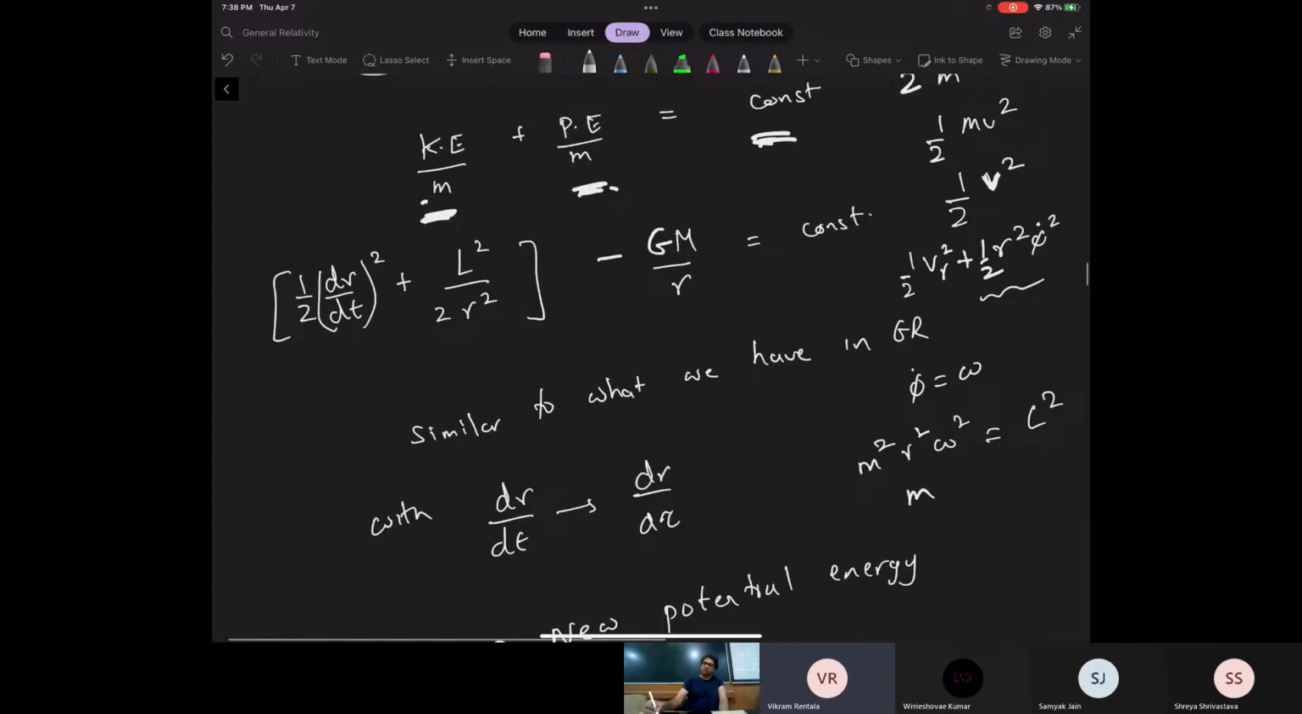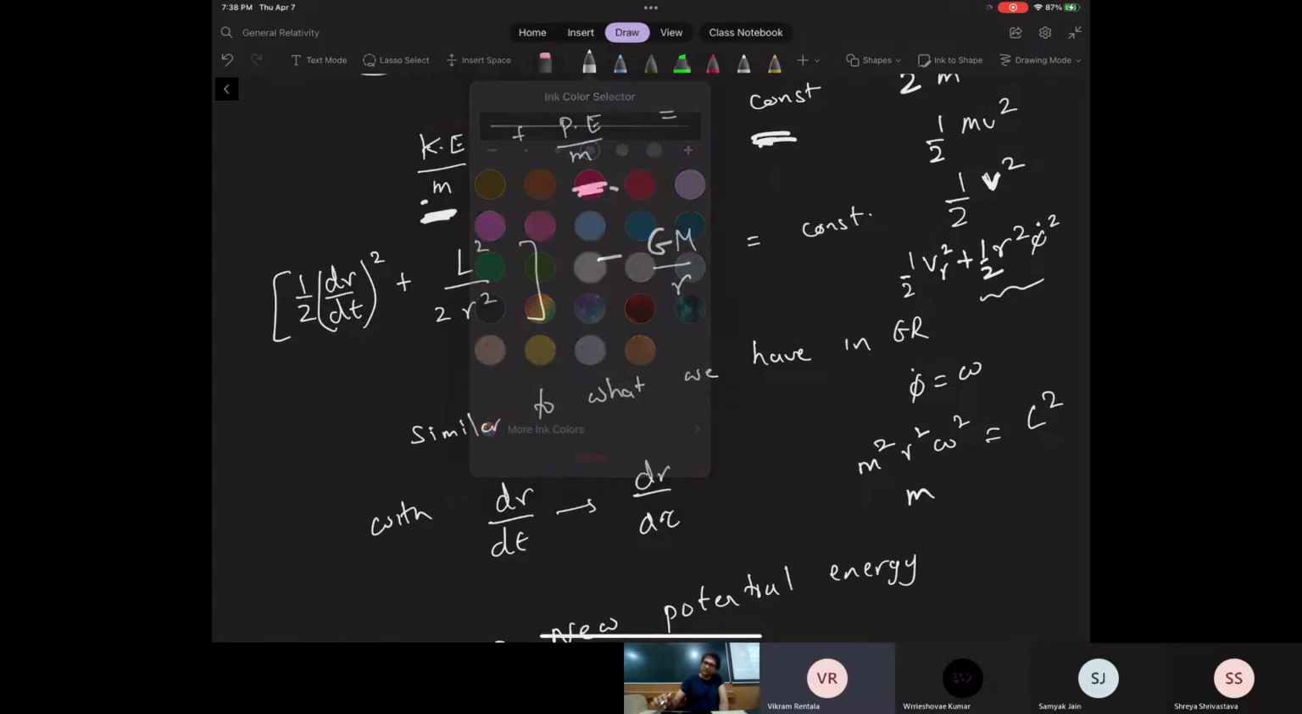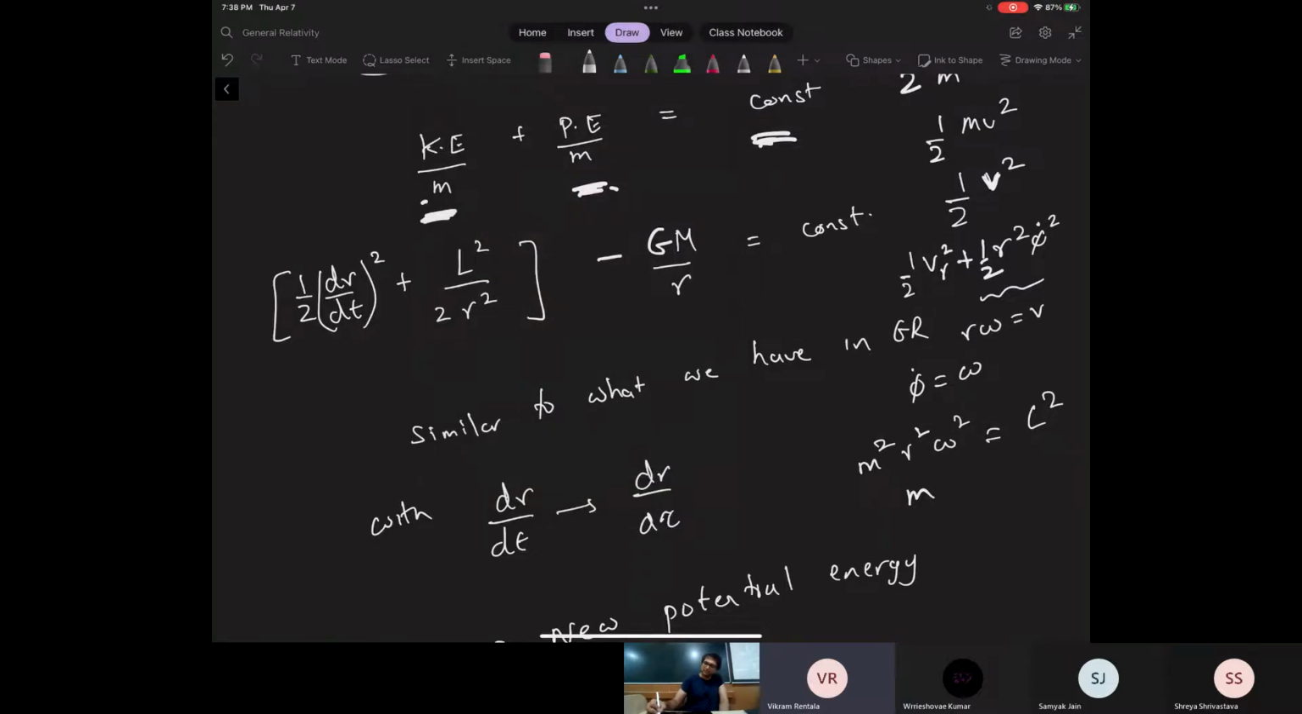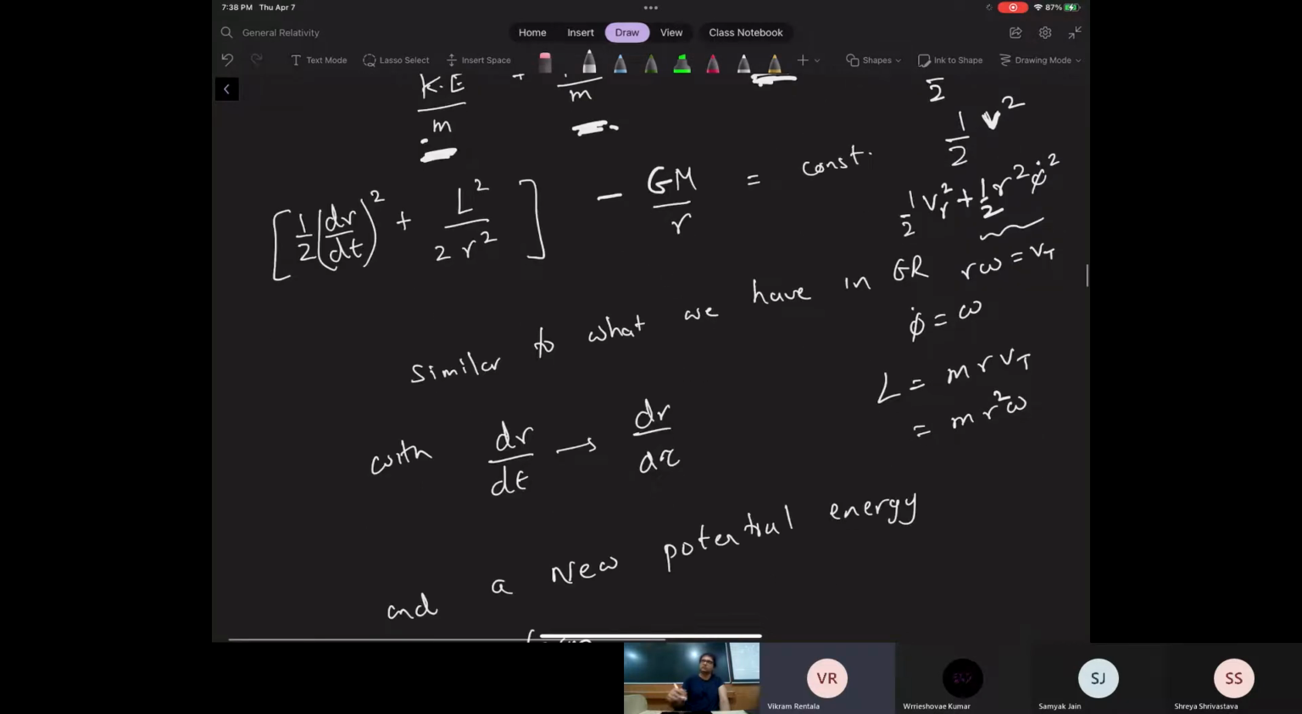r omega is the tangential velocity. The angular momentum is m v_t times r, by the angular momentum law. v_t is r omega, so angular momentum is m r squared omega. This is something that you're probably familiar with. Let me just define L as the angular momentum per unit mass. This is r squared omega.